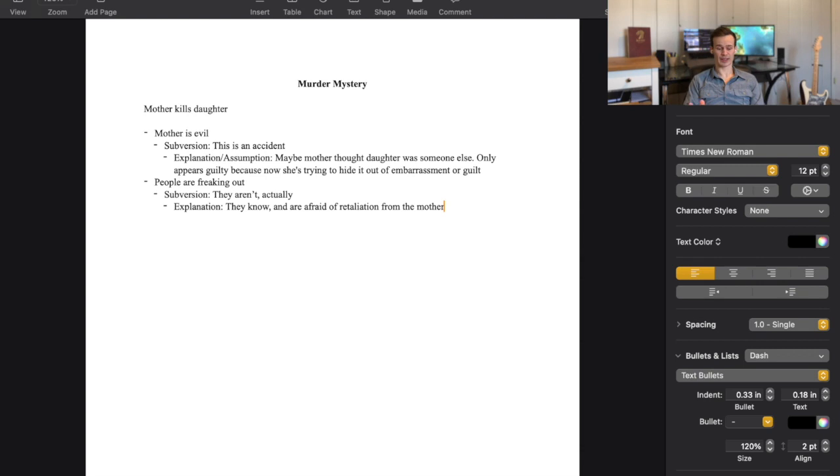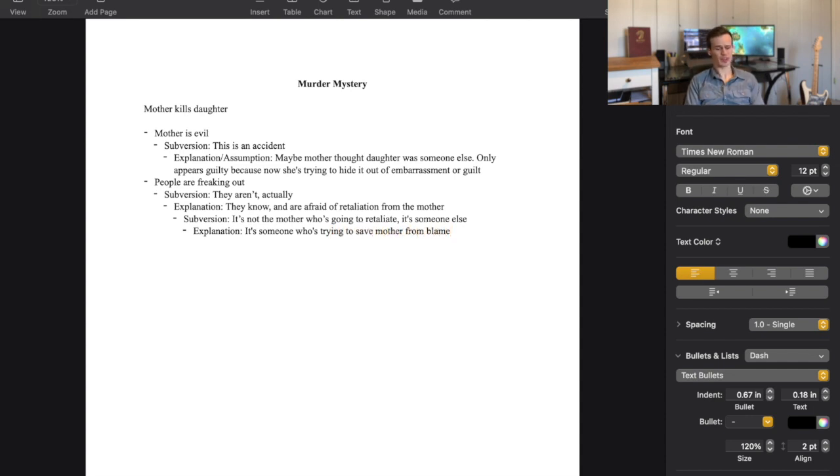Okay, and that's our explanation. And that makes sense. That's a great explanation. Well, the thing is, when we make these explanations, we can subvert them further, because these are further assumptions that we are making and that the players might make too. So why not just make it go deeper? So actually, subversion: we're going to say it's not the mother who's going to retaliate, it's someone else. Okay, and our explanation that really makes sense is it's someone who's trying to save the mother from blame.